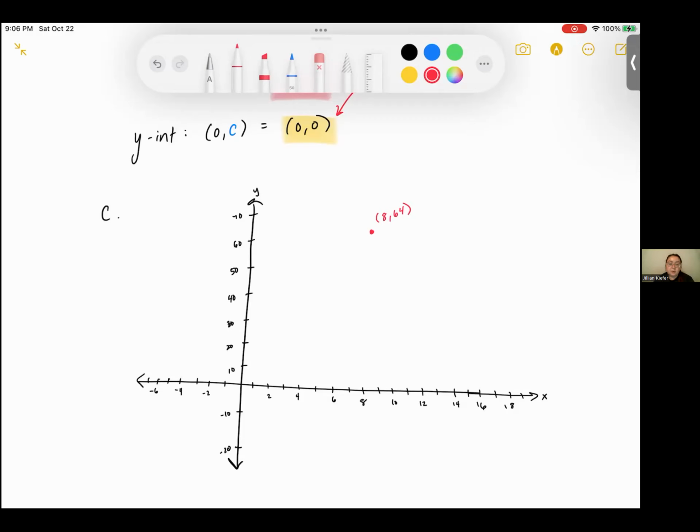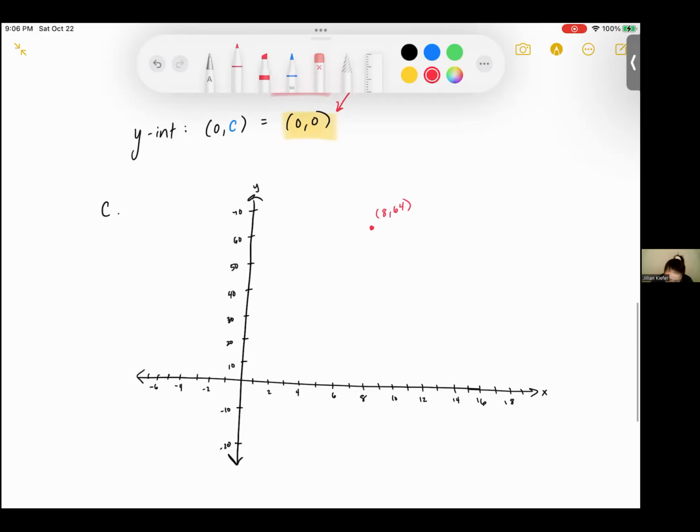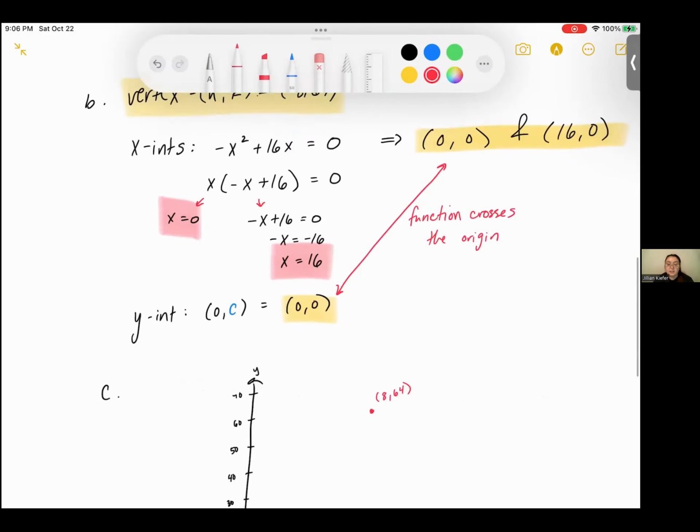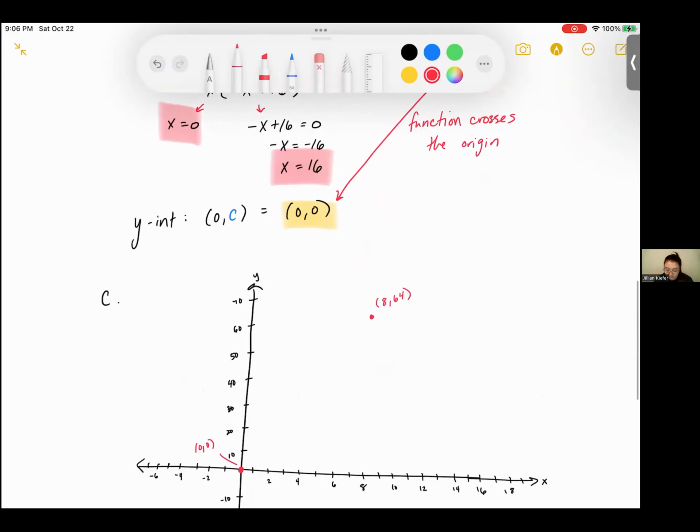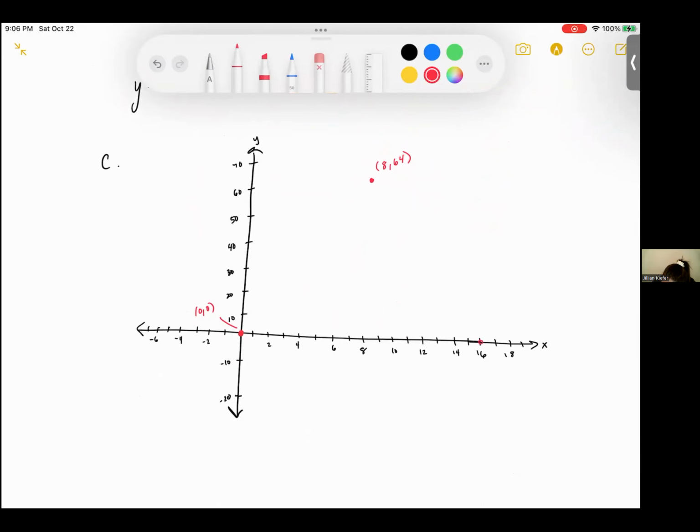Then we said that we had our x-intercept and our y-intercept at 0, 0. So here's one of our points at 0, 0. And then we had our other x-intercept at 16, 0. So we're going to go ahead and fill that one in as well. It should be over here. So that's 16, 0. So we've drawn all of our points.